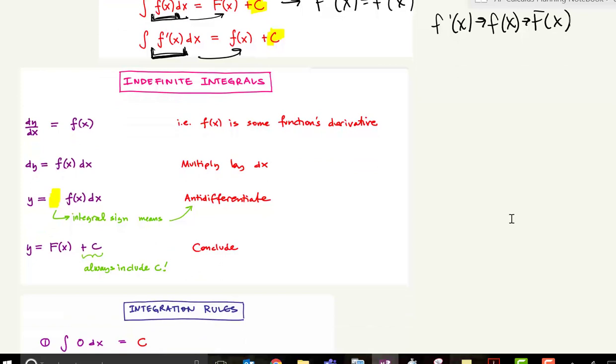Now, for indefinite integrals, the whole process is that we are given a derivative. Like we know dy over dx is f of x. Once I multiply by dx, I get dy equals f(x) dx, and then I anti-differentiate. So I have y equals the integral of f of x dx, because that is the derivative function, and I'm left with that capital F of x.